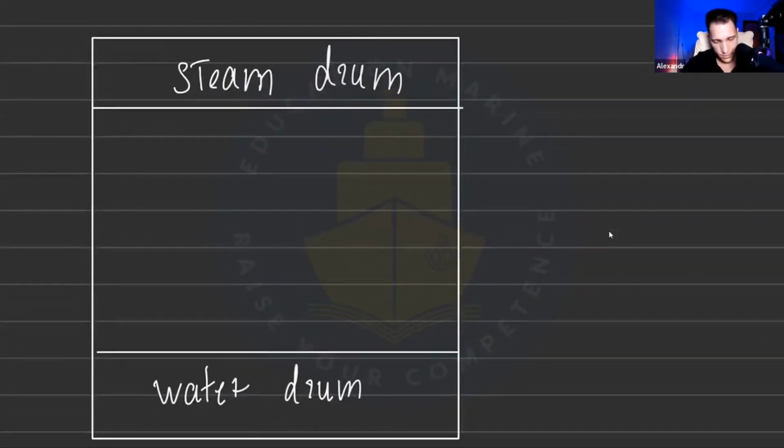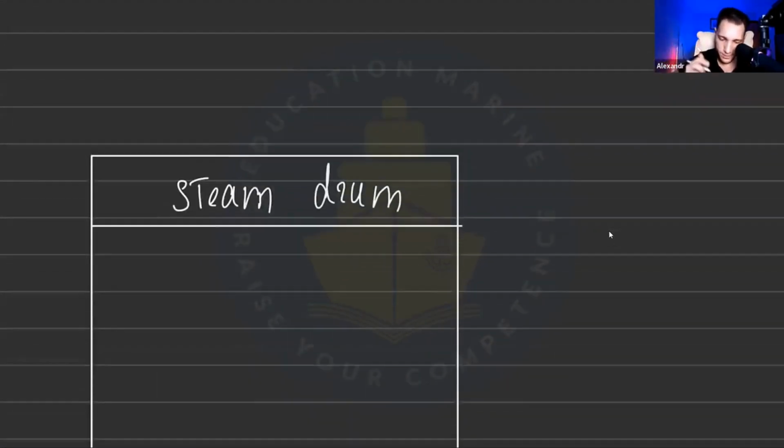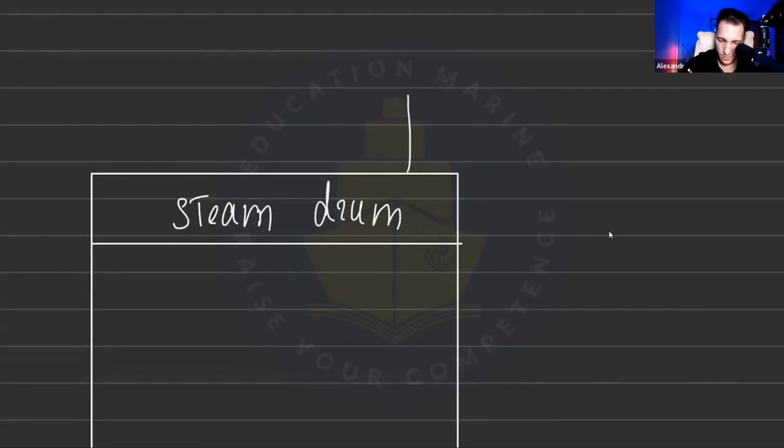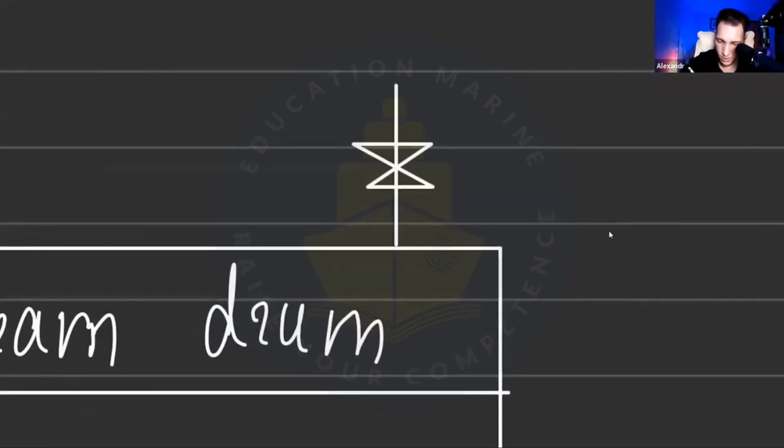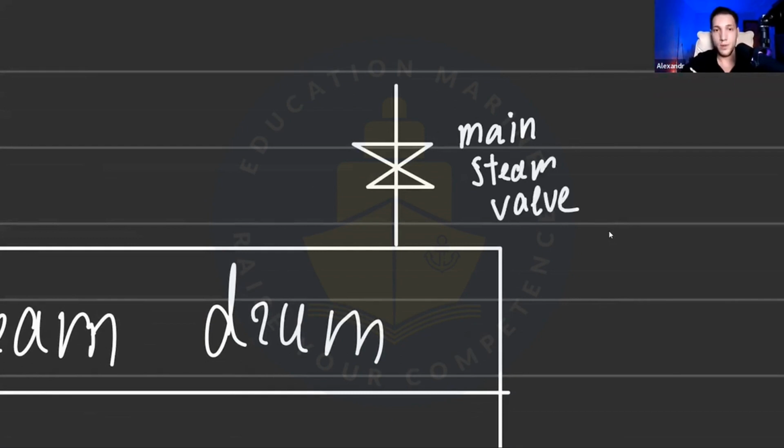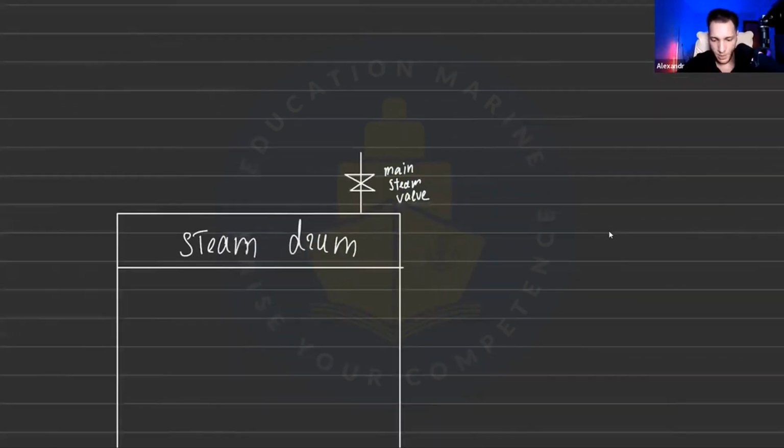So then at the very top of the boiler, somewhere here, we have the main steam valve. So why do we need the main steam valve? I will tell you. When we open our main steam valve, all the steam that we have in our steam drum goes to our consumers. I will draw that in a moment.